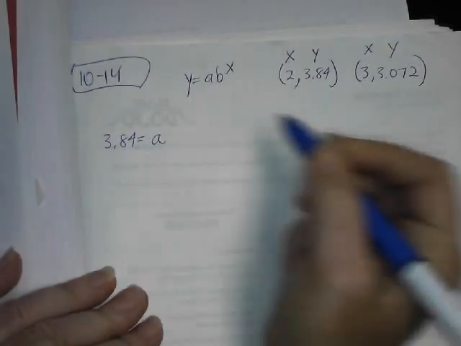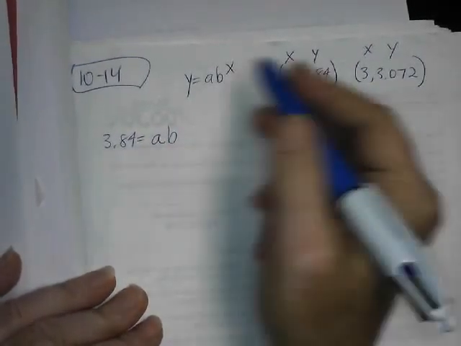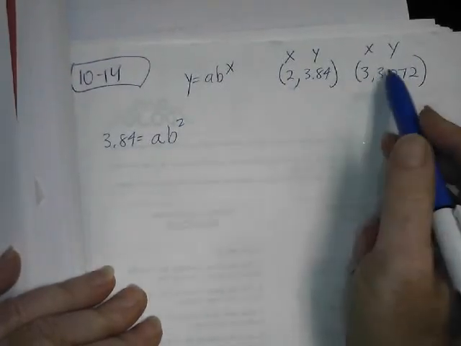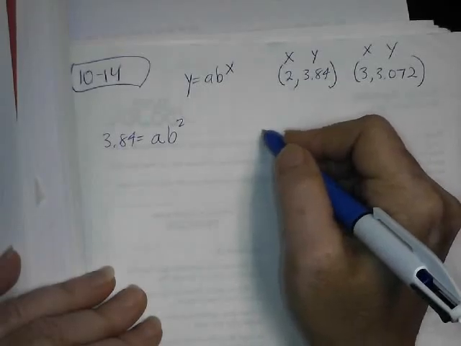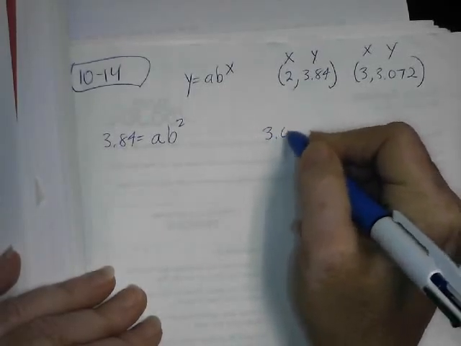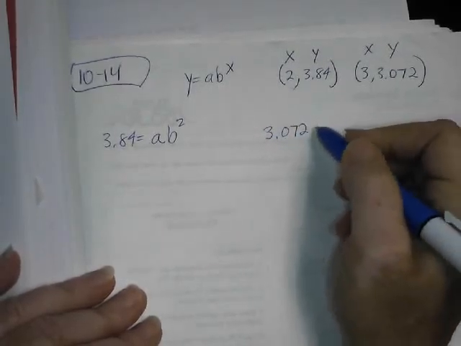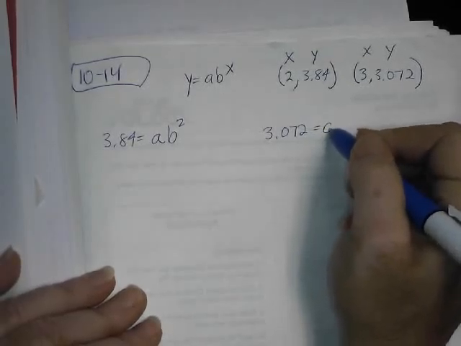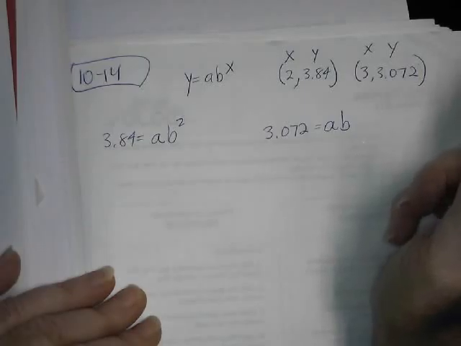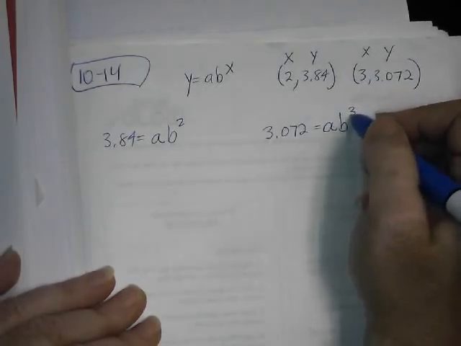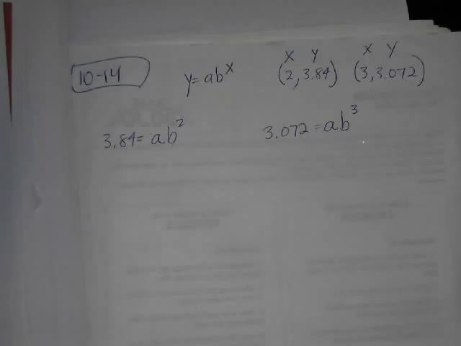and x is 2. And then let's plug this ordered pair in here as well. Y is 3.072. I think we did something like this in class once. X is 3. So this is a system of equations.